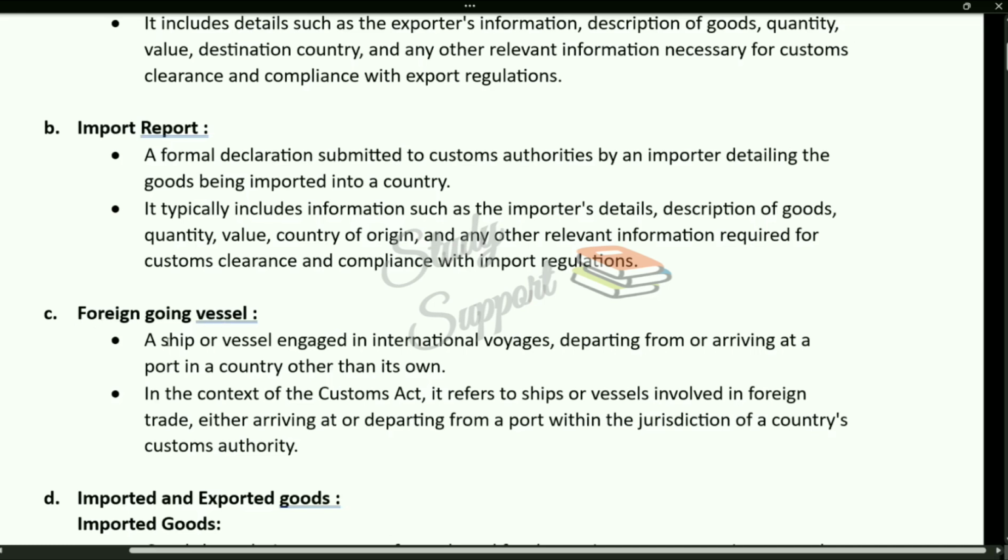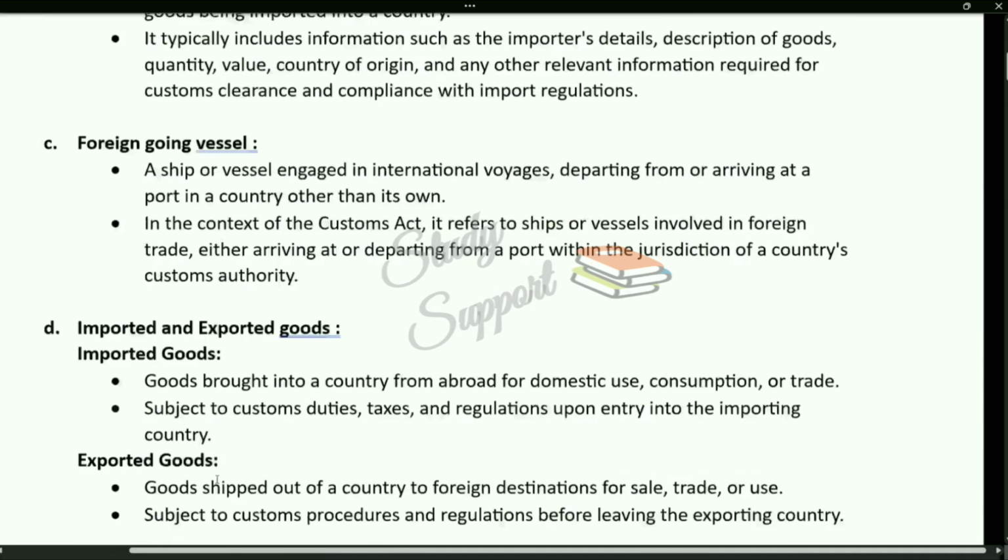C. Foreign-going vessel. A ship or vessel engaged in international voyages, departing from or arriving at a port in a country other than its own. In the context of the Customs Act, it refers to ships or vessels involved in foreign trade, either arriving at or departing from a port within the jurisdiction of a country's customs authority.